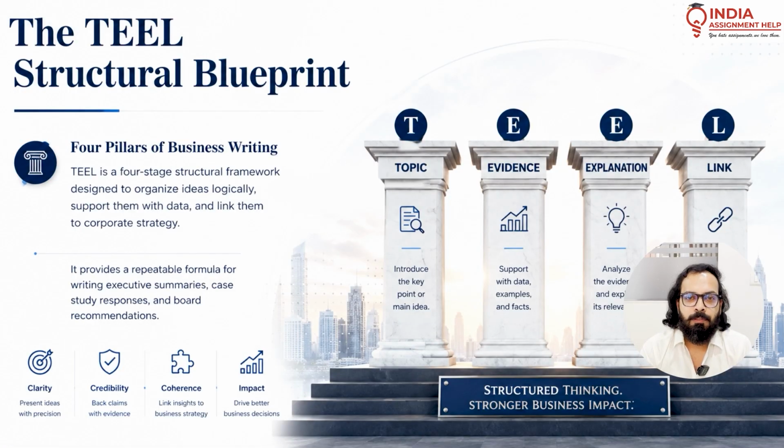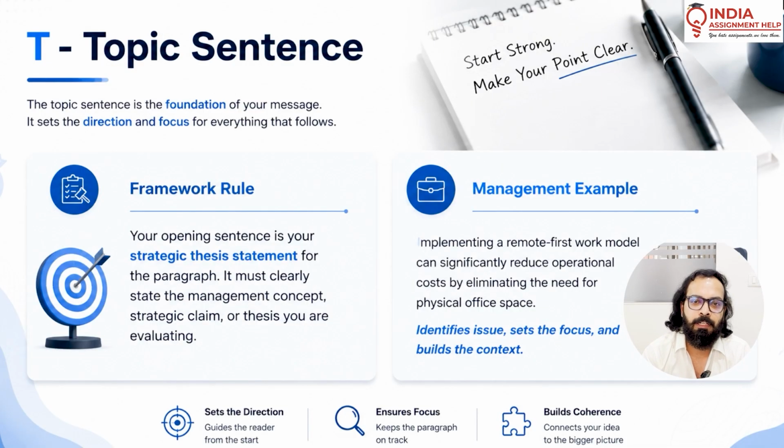So now let's talk about the TEEL framework in a detailed manner. Let's bifurcate all the 4 points of TEEL, which are the topic sentence, the explanation, the evidence, and the link. Let's start with the topic sentence. So what is the topic sentence? The topic sentence is basically the main idea of what we are trying to say. It gives a clear picture and clear thought of what we are going to talk about.